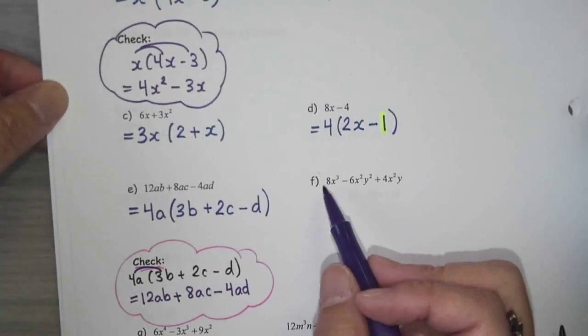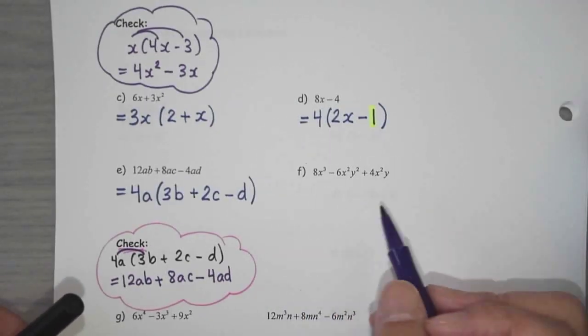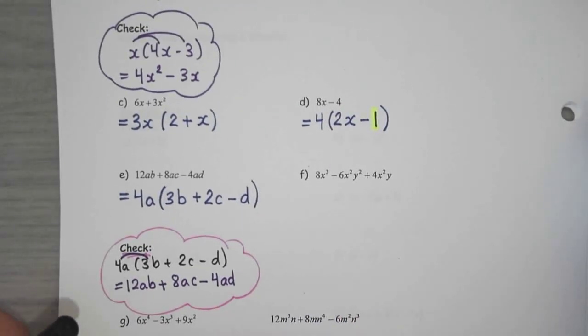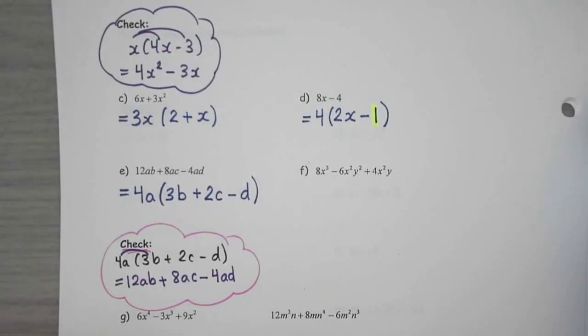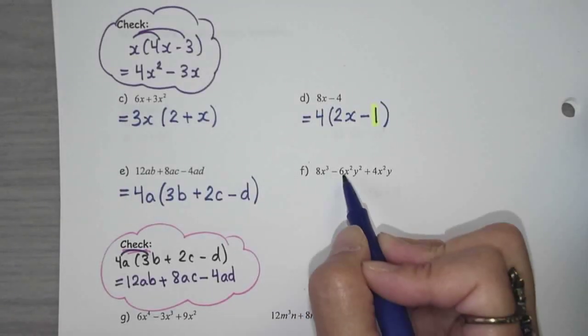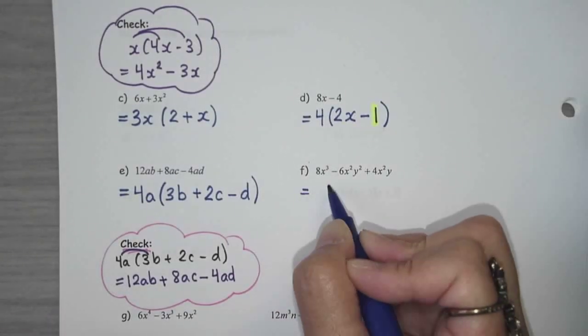Okay, let's try it again. I did 3 terms again. Remember, you can do more than 3 terms. We just did 3 because after 3 it starts to get a bit long, but you can do it for as many terms as you want. So you always look to see what's common. So the common number, 8, 6, and 4.